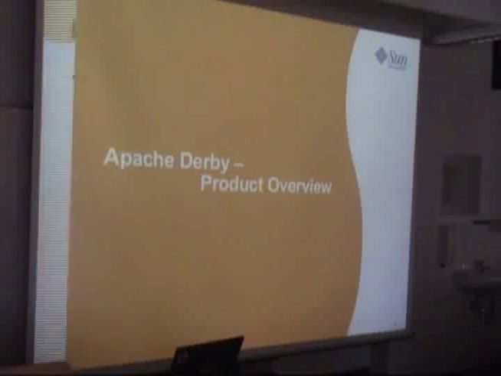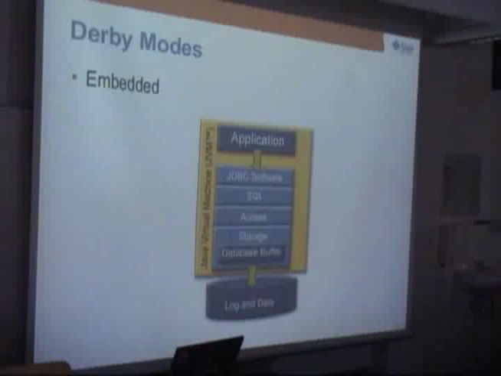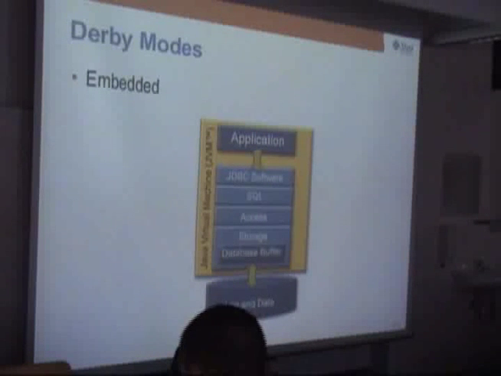So, the product overview, what do you get? I'll start by explaining how you can run Derby, in 3 different modes. The first one is the purely embedded mode. Basically, you just load the driver in your application and obtain a connection, and then the database is up and running and you can start using it. Again, this is very simple and you can use it practically everywhere.